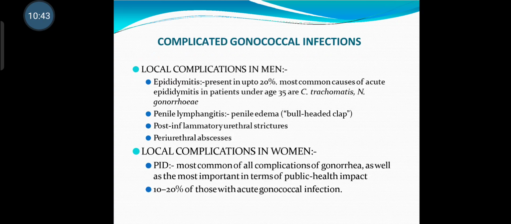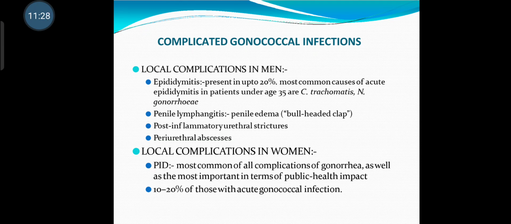Complicated gonococcal infections. Local complications in men: epididymitis, that is inflammation of the epididymis, is present in 20% of cases, and most causes of acute epididymitis in patients under age 35 are Chlamydia trachomatis and Neisseria gonorrhoeae. Penile lymphangitis, that is inflammation of the lymph vessels of the penis. Penile edema, which is called bull-headed clap. Post-inflammatory urethral strictures are formed. Periurethral abscesses are also formed.